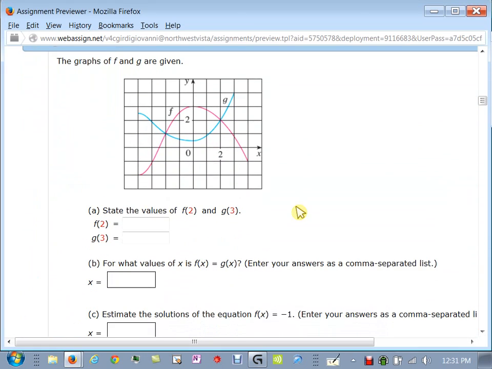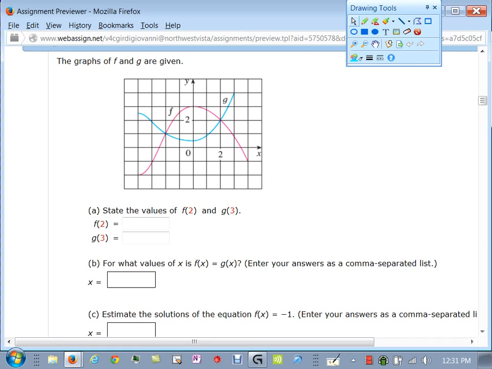Okay, here we go. The graphs of f and g are given. All right, here they are. It says state the values of f of 2 and g of 3. So I'm just going to be looking at this function. Let's look at my f function, which is this reddish one. And I want to go out to 2 on the x-axis, 1, 2, and go find the function. It looks like the value of the function up here is 2.